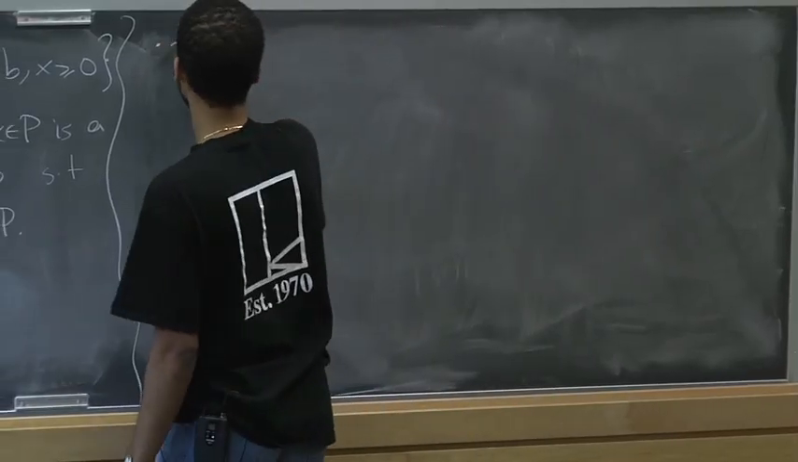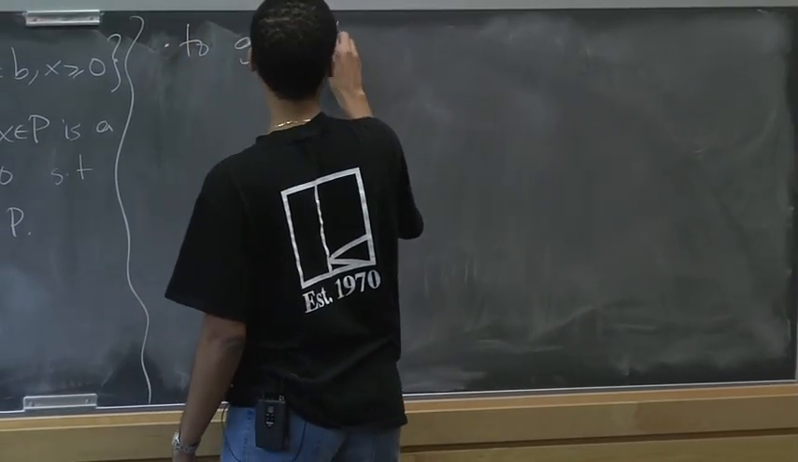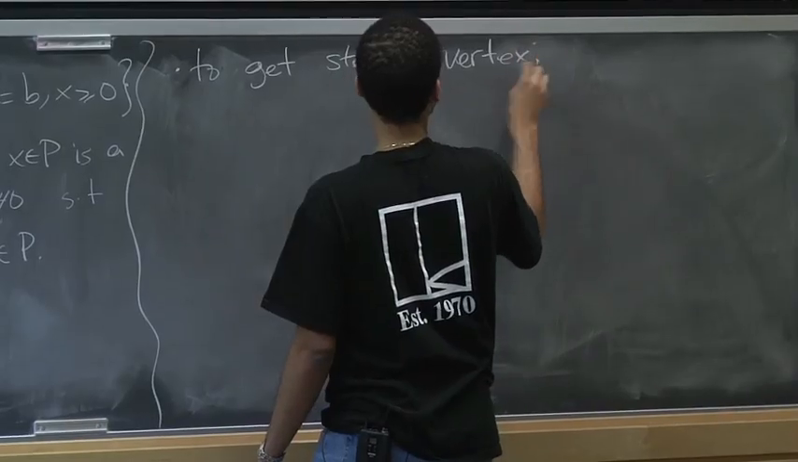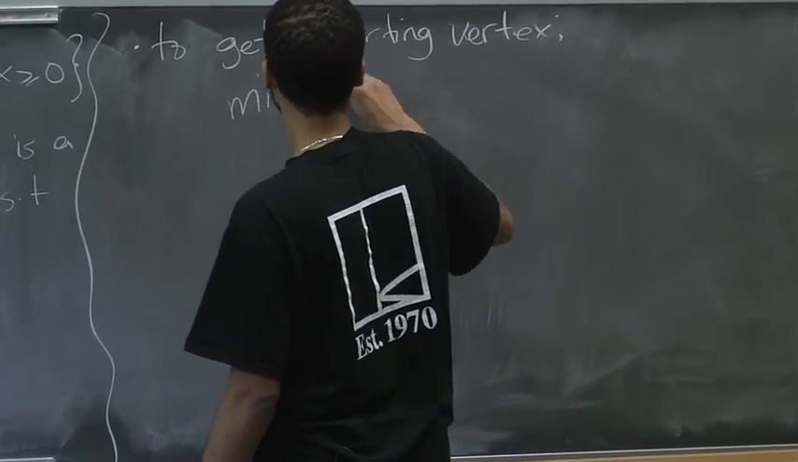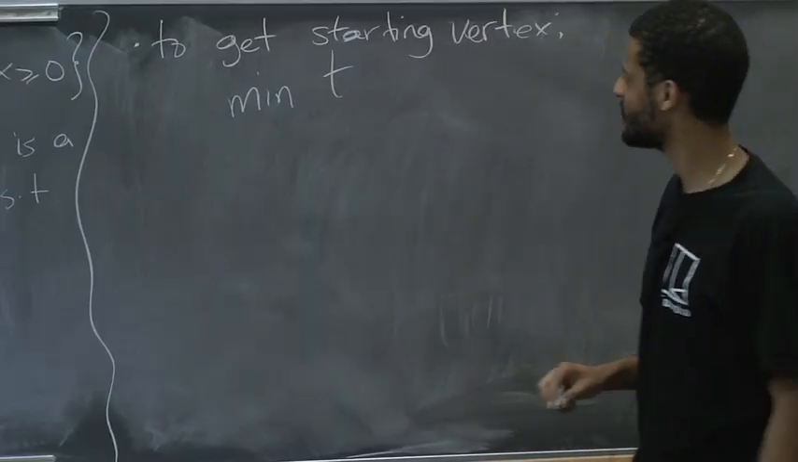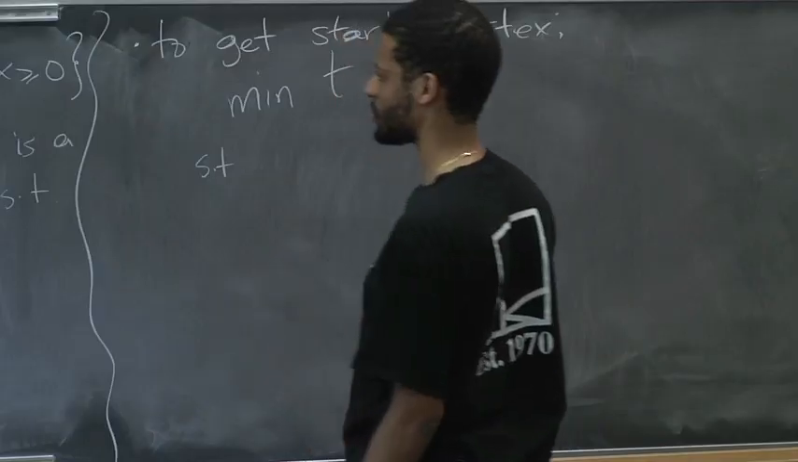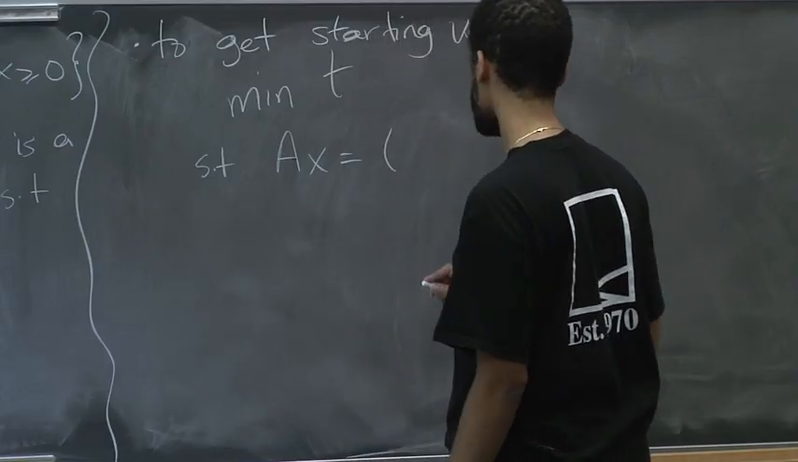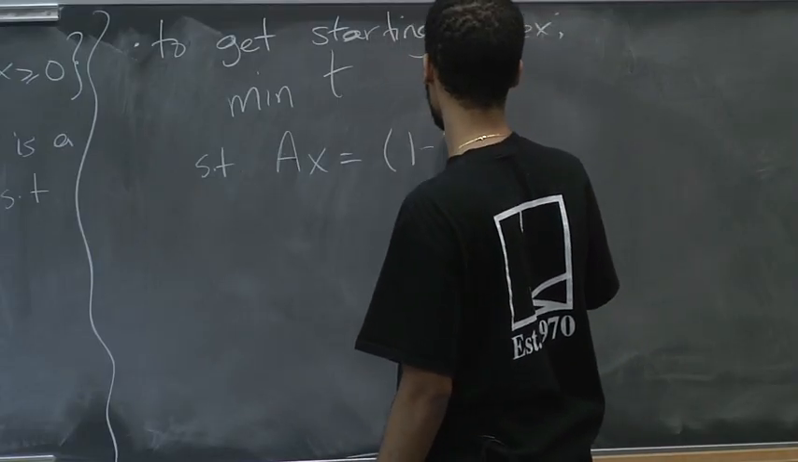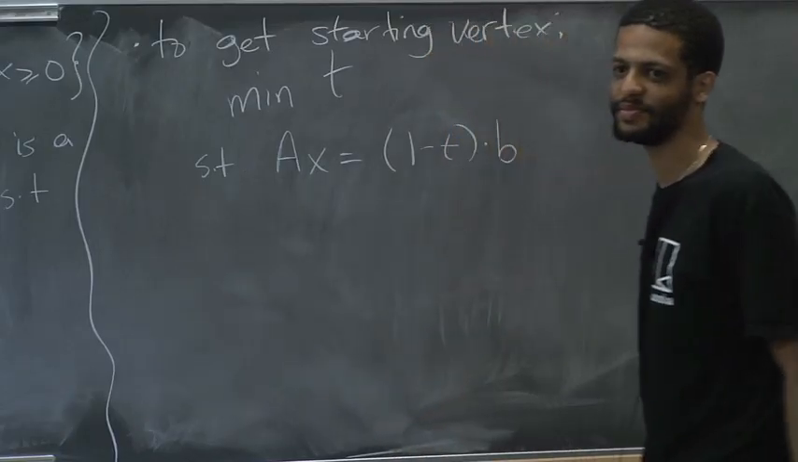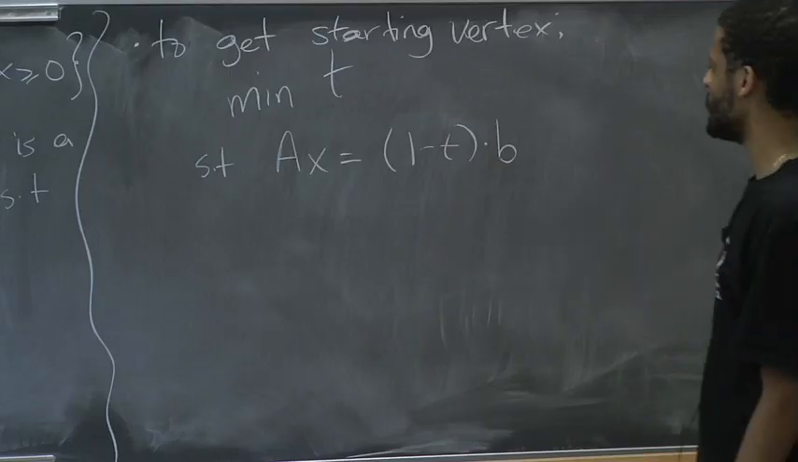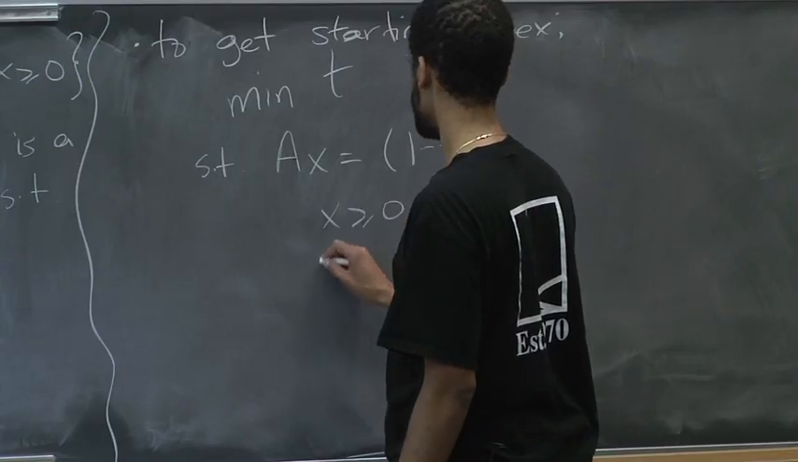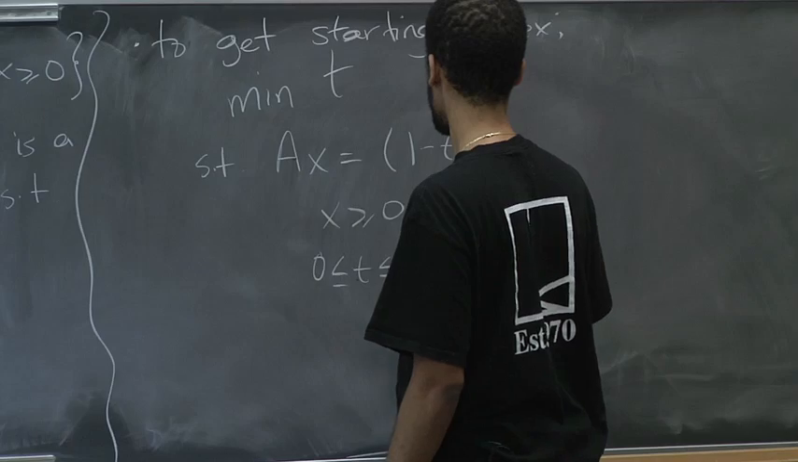So to get a starting vertex, we're going to minimize t such that Ax is equal to (1 minus t) times b. And also, x is greater than or equal to 0, and 0 is less than or equal to t is less than or equal to 1.